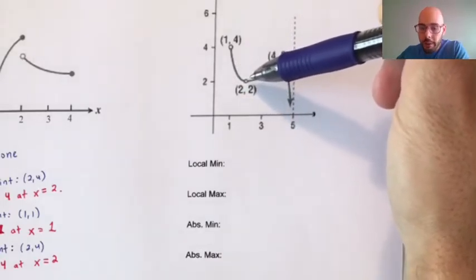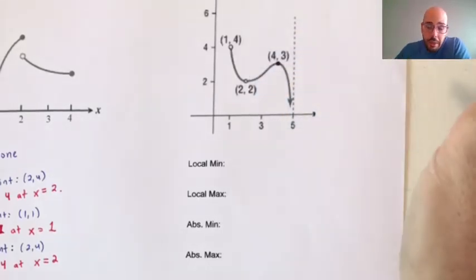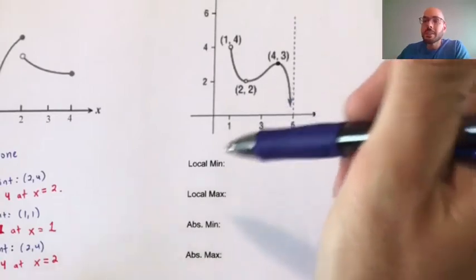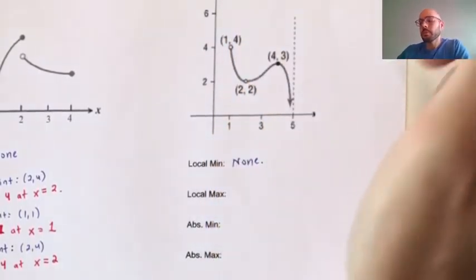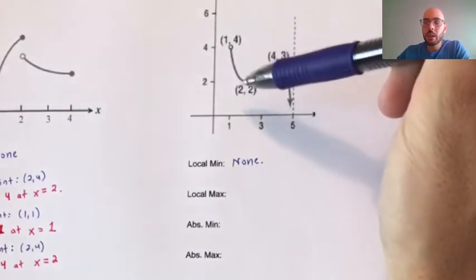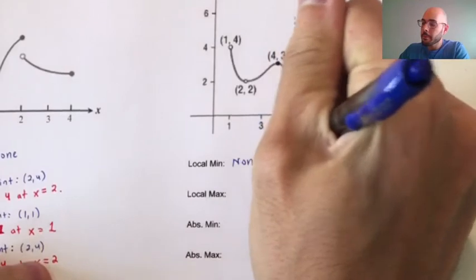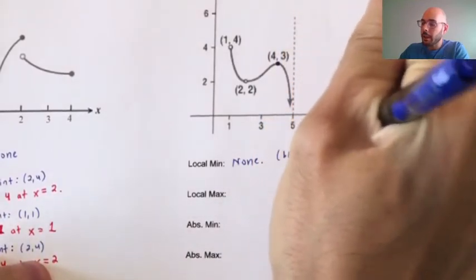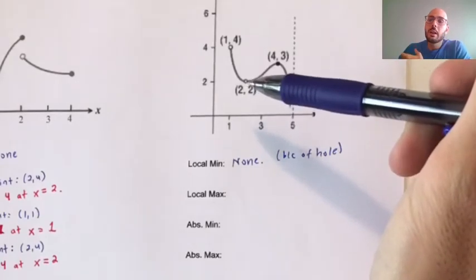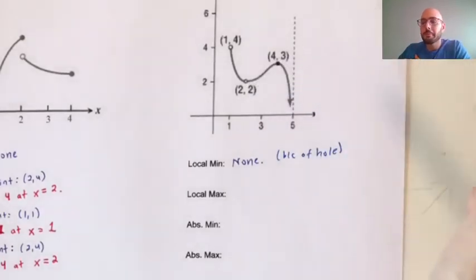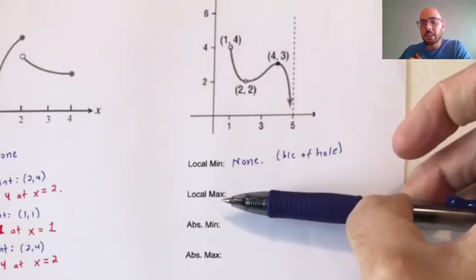However, there's a hole in the graph there, which means that my graph does not actually achieve that value. So this is going to be a none answer. We have no local mins. The only one that it could possibly be is 2, 2, but there's a hole in the graph. And I can't have a min or a max if there's a hole, because I don't actually achieve that value. I don't have a point there. So no local mins.